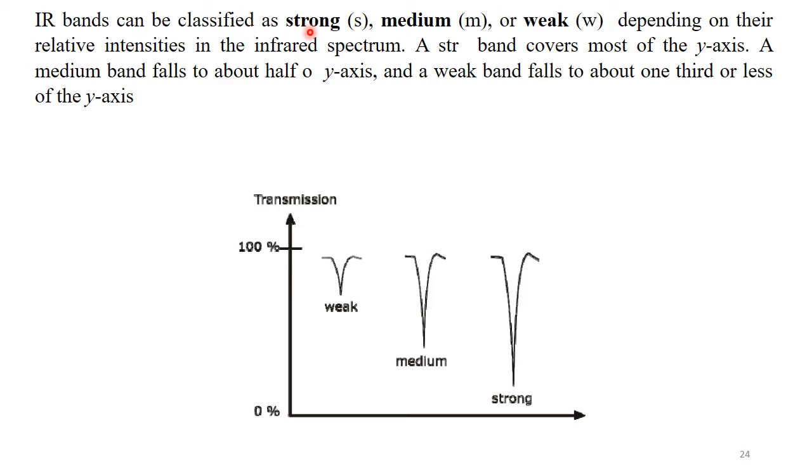IR bands can be classified as strong, medium, or weak depending on their relative intensities in the infrared spectrum. A strong band covers most of the y-axis, a medium band falls to about half of the y-axis, and a weak band falls to about one third or less of the y-axis.